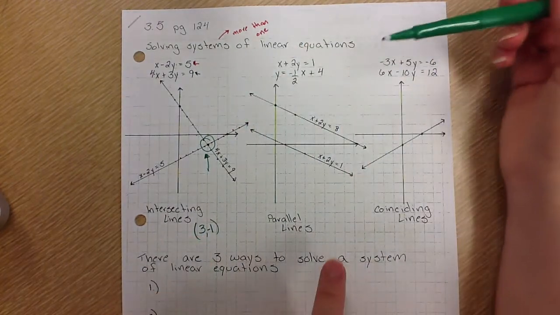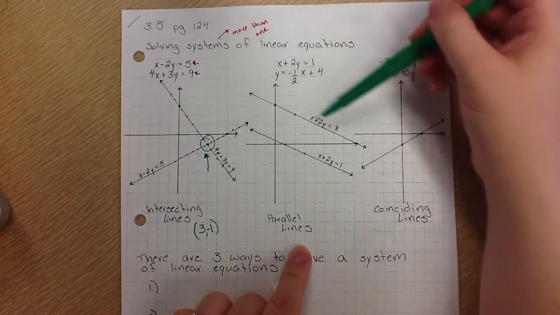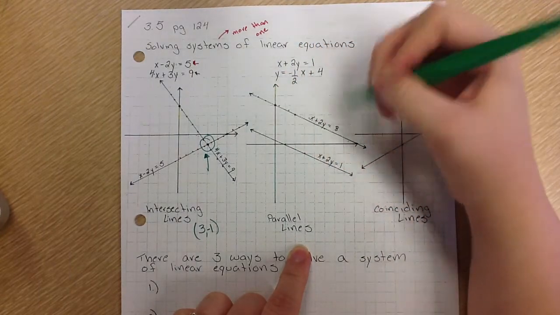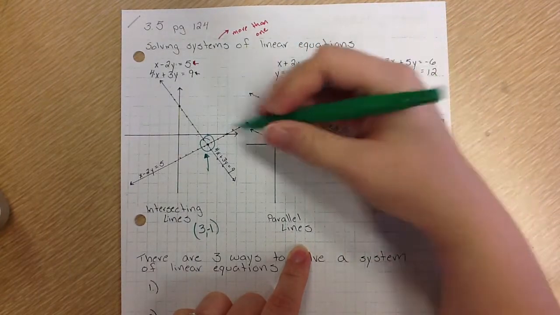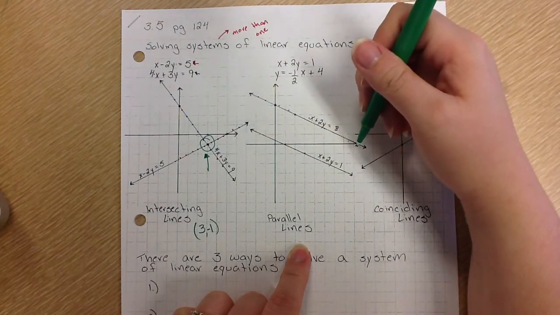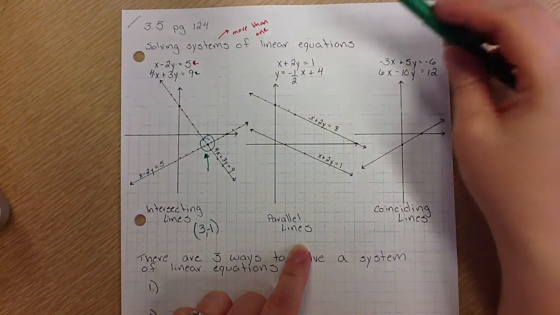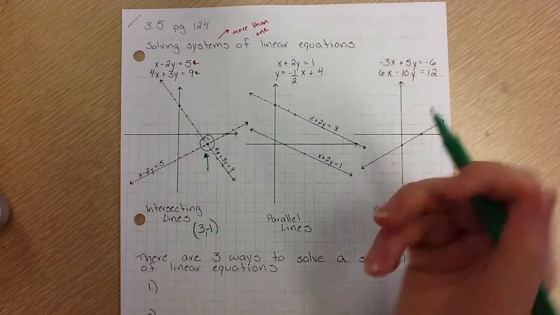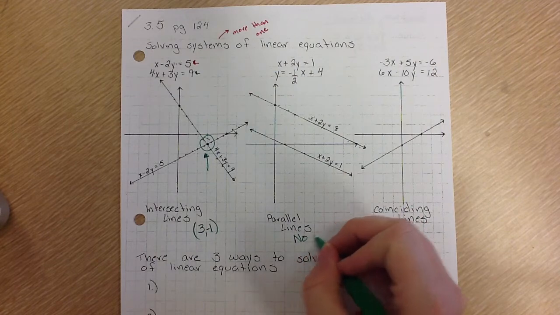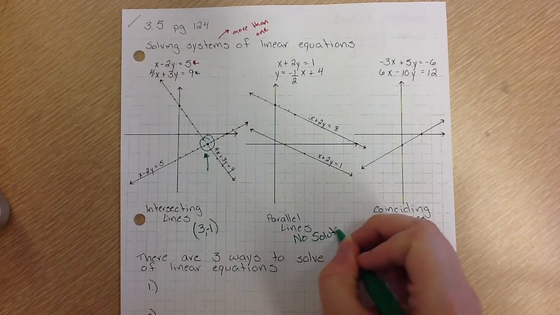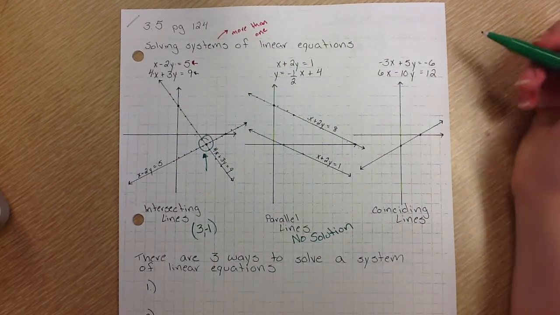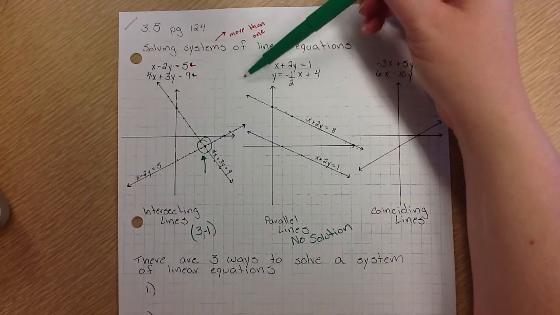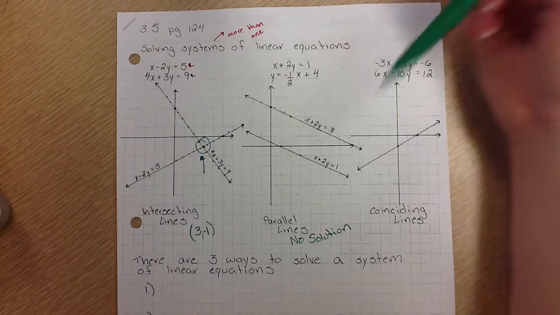The second type of system is where you get parallel lines. When I graph this one, I get this line here. When I graph this one, I get the second line down here. So there are no points of intersection. There actually is no point that will work in both this equation and this equation. So when that happens, we say there is no solution when you have parallel lines. Here we had one solution. When we have parallel lines, we have no solution.